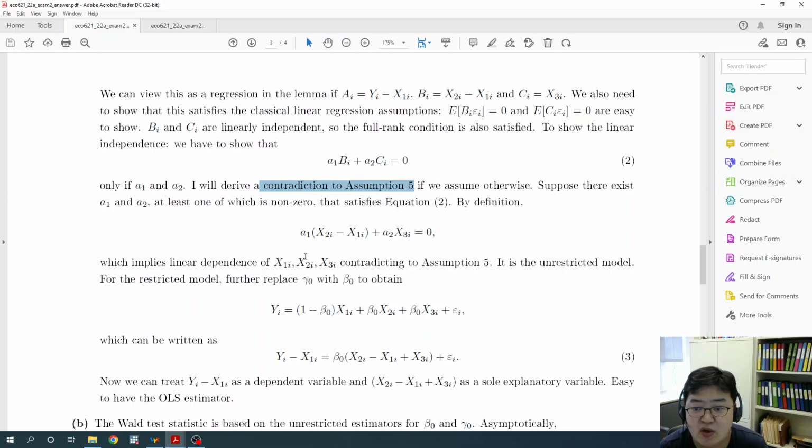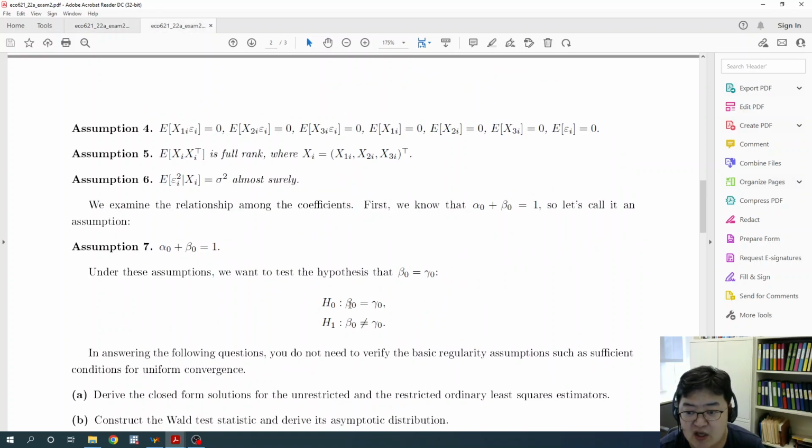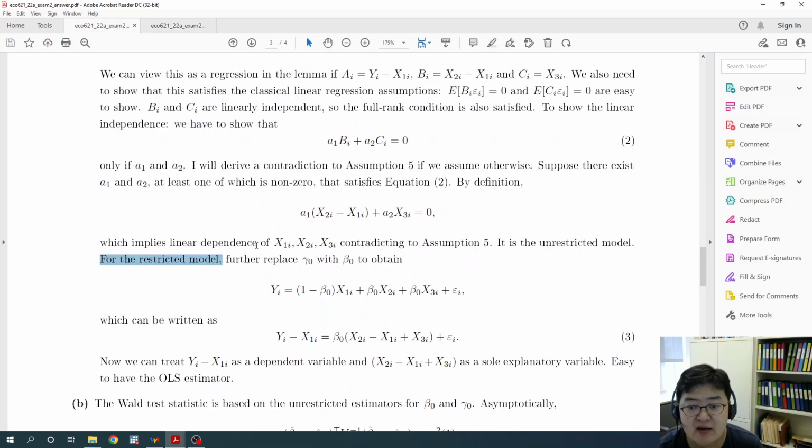Now we are going to the restricted model. It's even easier because we are including the restriction as another assumption. We use this as an assumption, and gamma can be replaced by beta 0. Alpha was already replaced by beta, and now gamma is replaced too. In the end, there is only one parameter, beta.